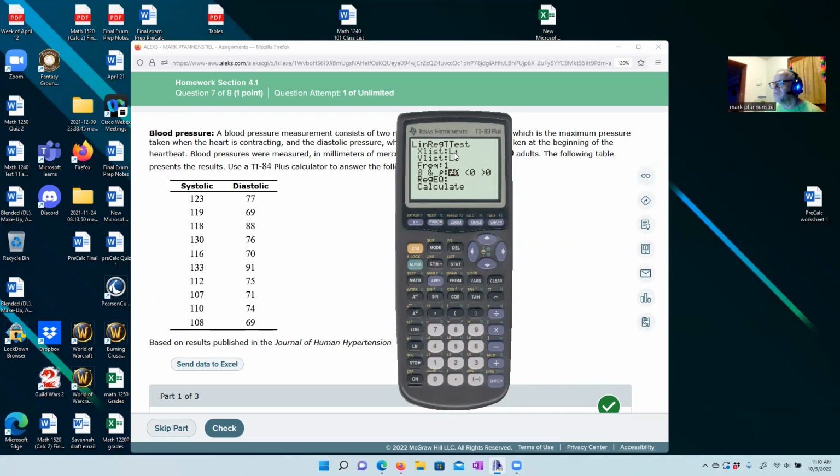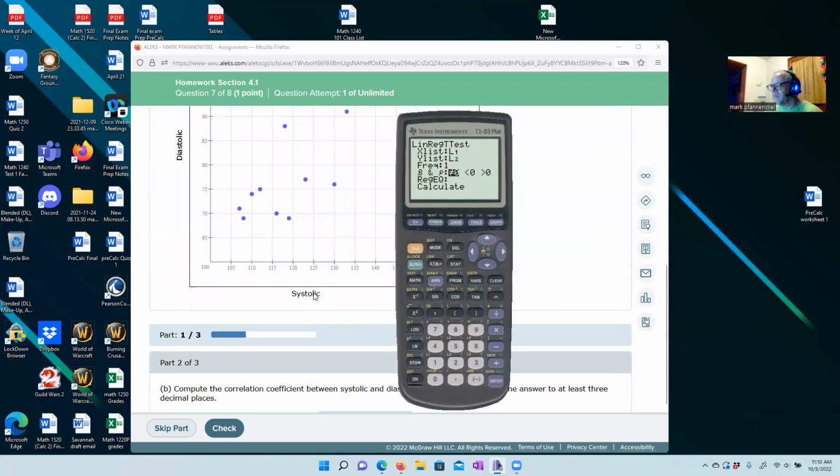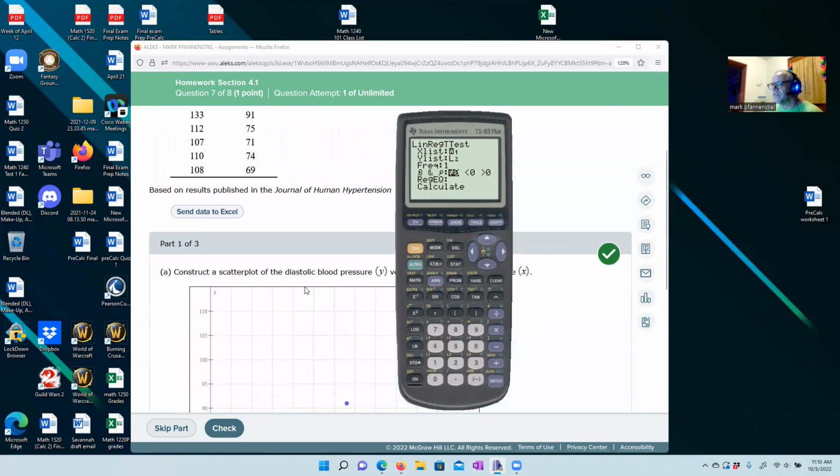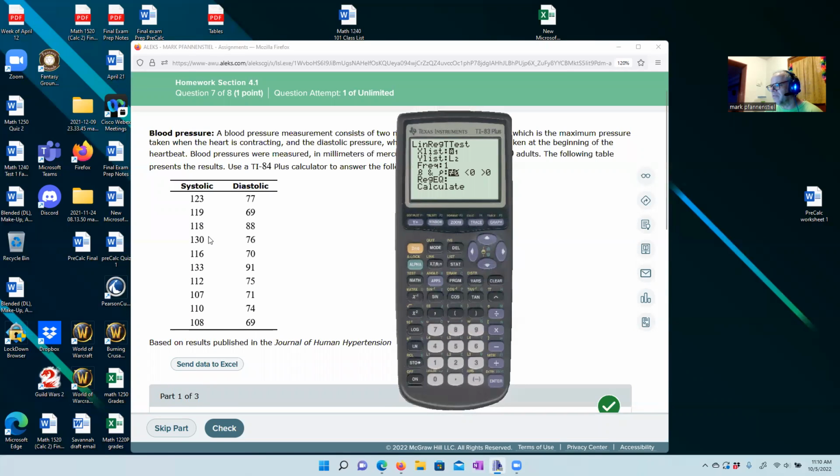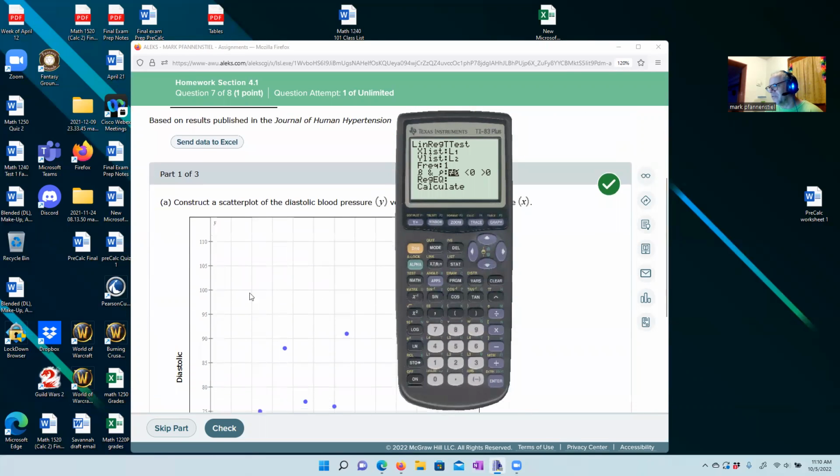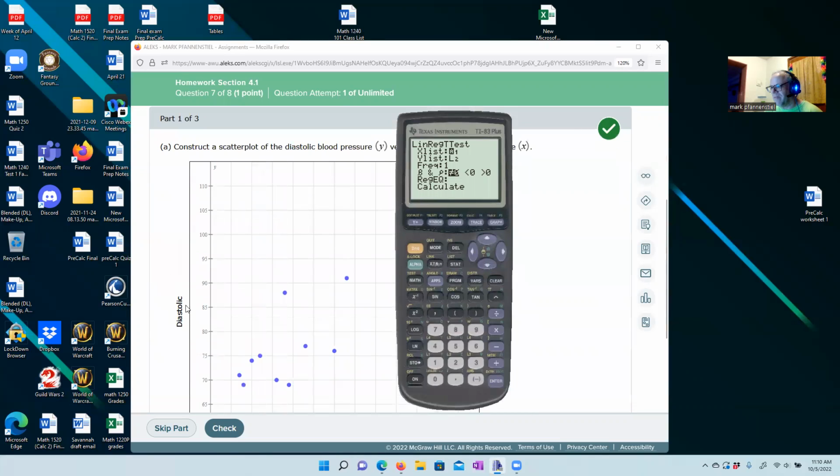Enter. We want list 1 to be X, and Y to be list 2. Systolic measuring, predicting diastolic. Again, if you're remembering, the systolic was the X, those are the ones I put in first. The diastolic, those are the ones I put in second. Those are my Y values, so on the Y axis here.